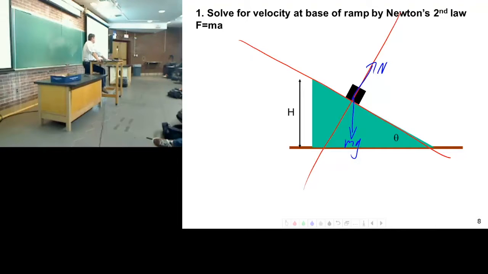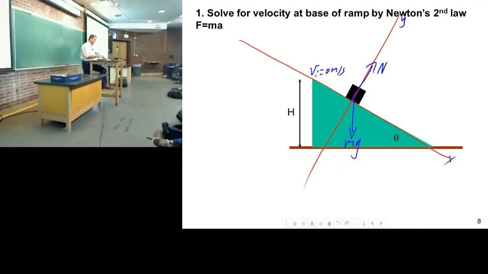That's it, right? Okay, what do I do when I solve a problem? This is x, this is y. I have no friction. What am I asked to find? Velocity at the bottom of the ramp. Well, what's the initial velocity up here? Zero.